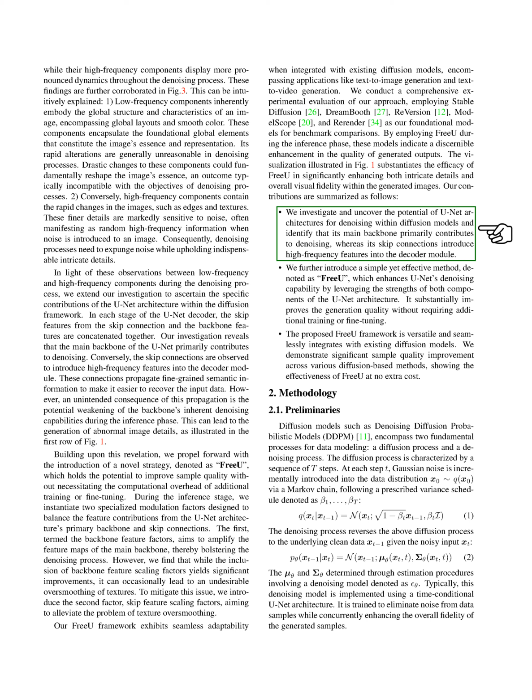In summary, our contributions are as follows. 1. We explore the potential of U-net architectures for denoising within diffusion models and find that its main backbone primarily contributes to denoising, while its skip connections introduce high-frequency features into the decoder module. 2. We introduce a simple yet effective method, FreeU, which enhances U-net's denoising capability by leveraging the strengths of both components of the U-net architecture. It significantly improves the generation quality without requiring additional training or fine-tuning.